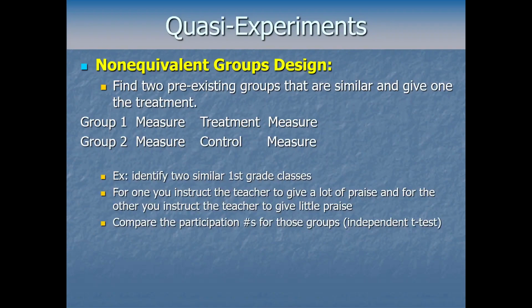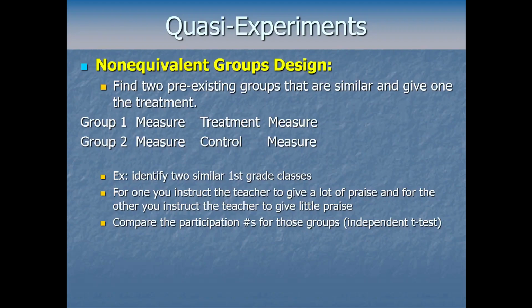So for example, to test if praising children makes them participate more in school, you might identify two similar first grade classes, and maybe you even check that they participate equally to begin with. So at baseline, both classes have the same participation, although they might have other differences between them. And then for one of those first grade classes, you instruct the teacher to give a lot of praise, and for the other, you instruct the teacher to give very little praise. Then compare the participation numbers for those groups, using probably an independent t-test, to see if the first group had more improvement than the second group.